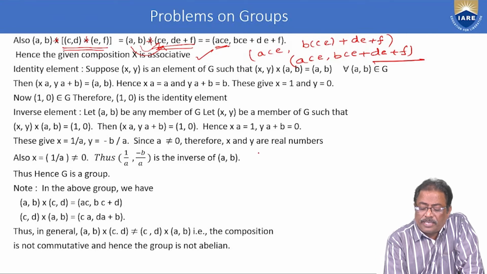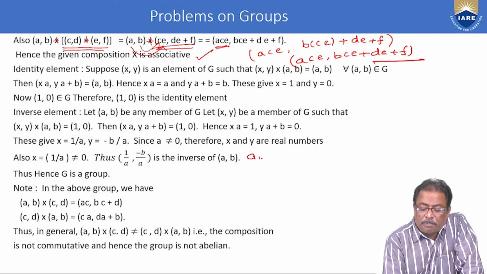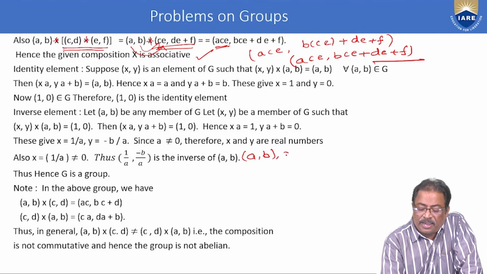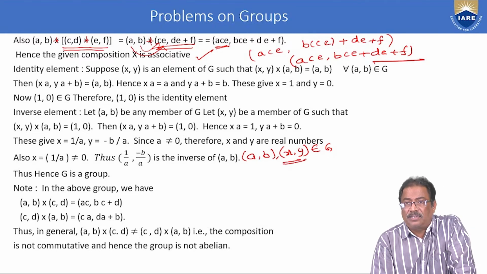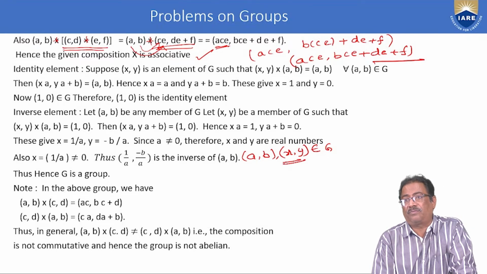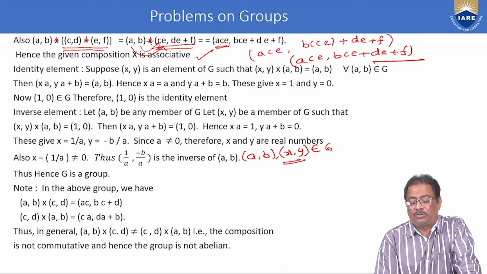Suppose I am taking (A, B) as an element in G, and the identity element (X, Y) is a member in Z. I am just assuming that. So this is the identity element. Now what is X and what is Y? I have to find out.